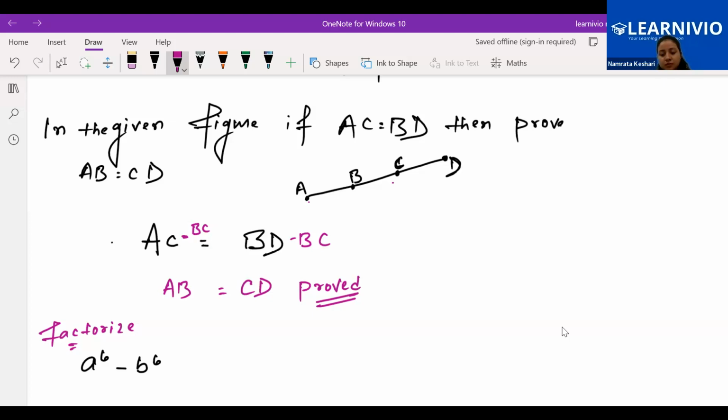Now for the factorization question, I have got bracket a plus b multiplied by a square minus ab plus b square multiplied by a minus b. Is it so? Ma'am, minus ab plus b square. Okay. Yeah, please tell me, Shad, what you got.